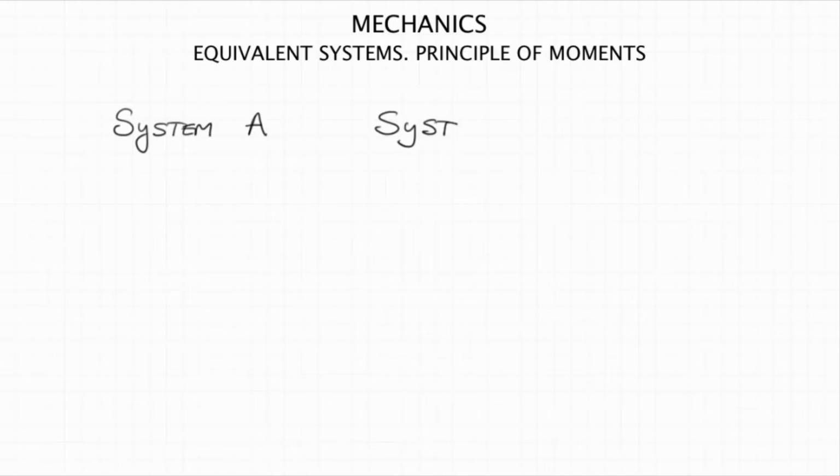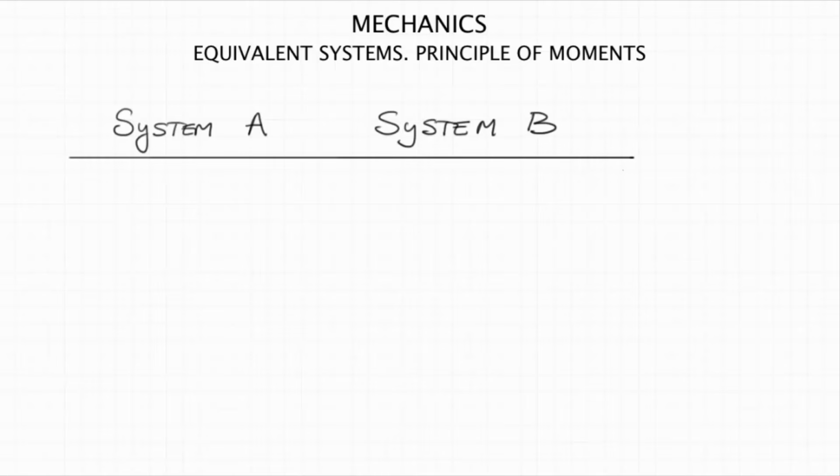If we consider two systems, which can be a rigid body or a structure or something similar, in order to have these systems equivalent, meaning behave in absolutely the same way, we have to establish two important fundamental conditions. The first condition is that the sum of all forces on system A must be equal to the sum of all forces on system B. So the resultant of all forces must be equal on both systems.